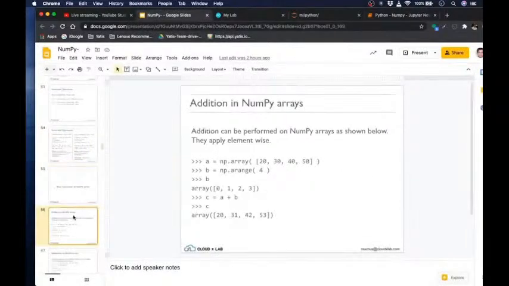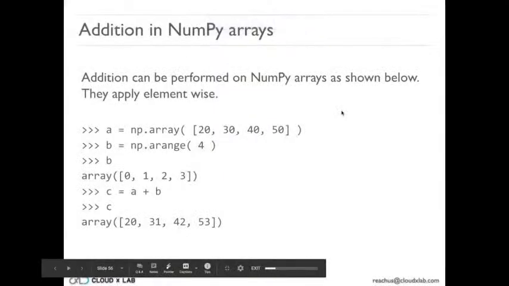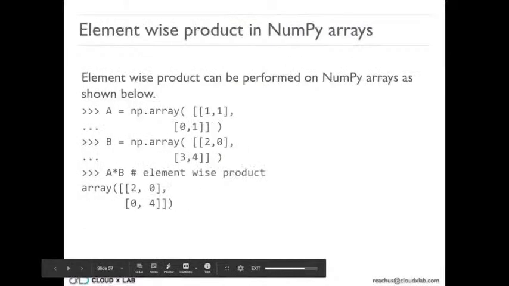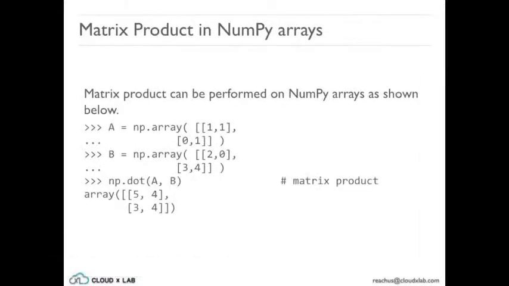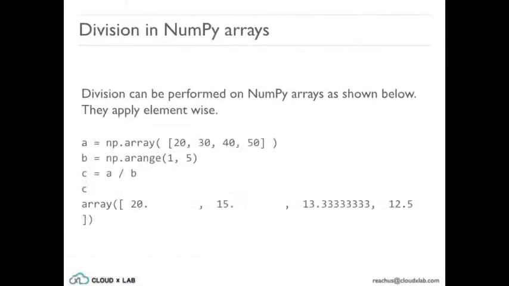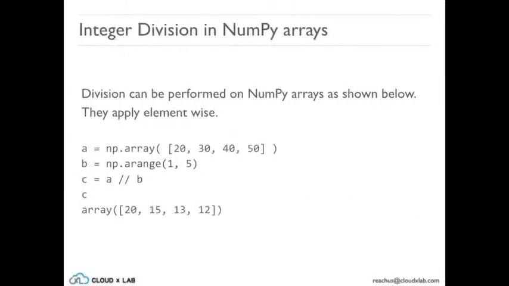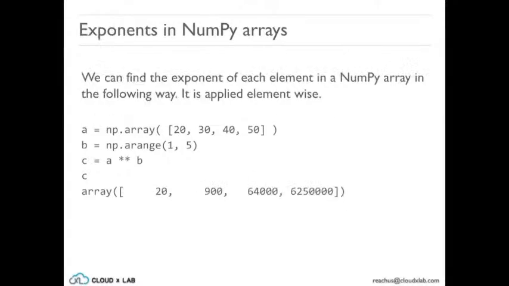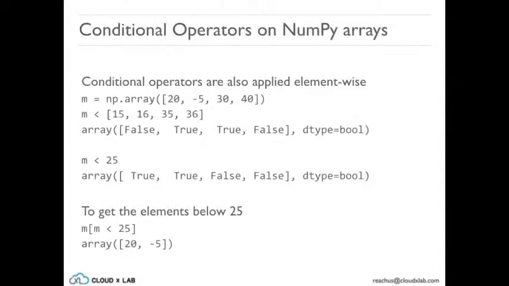Let me just summarize that again. We did addition, we can do subtraction, and we can do the element-wise product, as we've seen. We can do matrix products. We can do division, we can do integer division, which just gives us the quotient, or we can do the modulus or remainder operator, which just returns the remainder from an element-wise division. We looked at exponents. And then we're going to also look at what are called conditional operators.